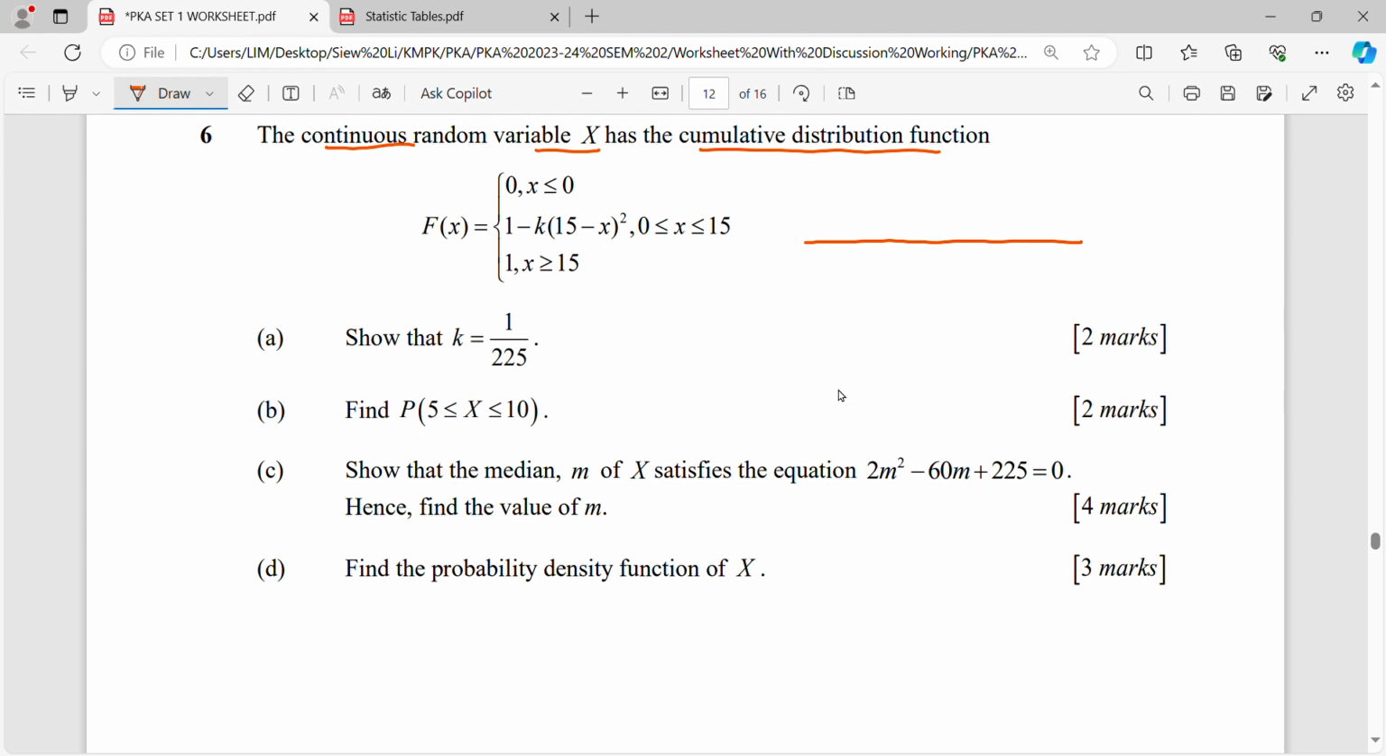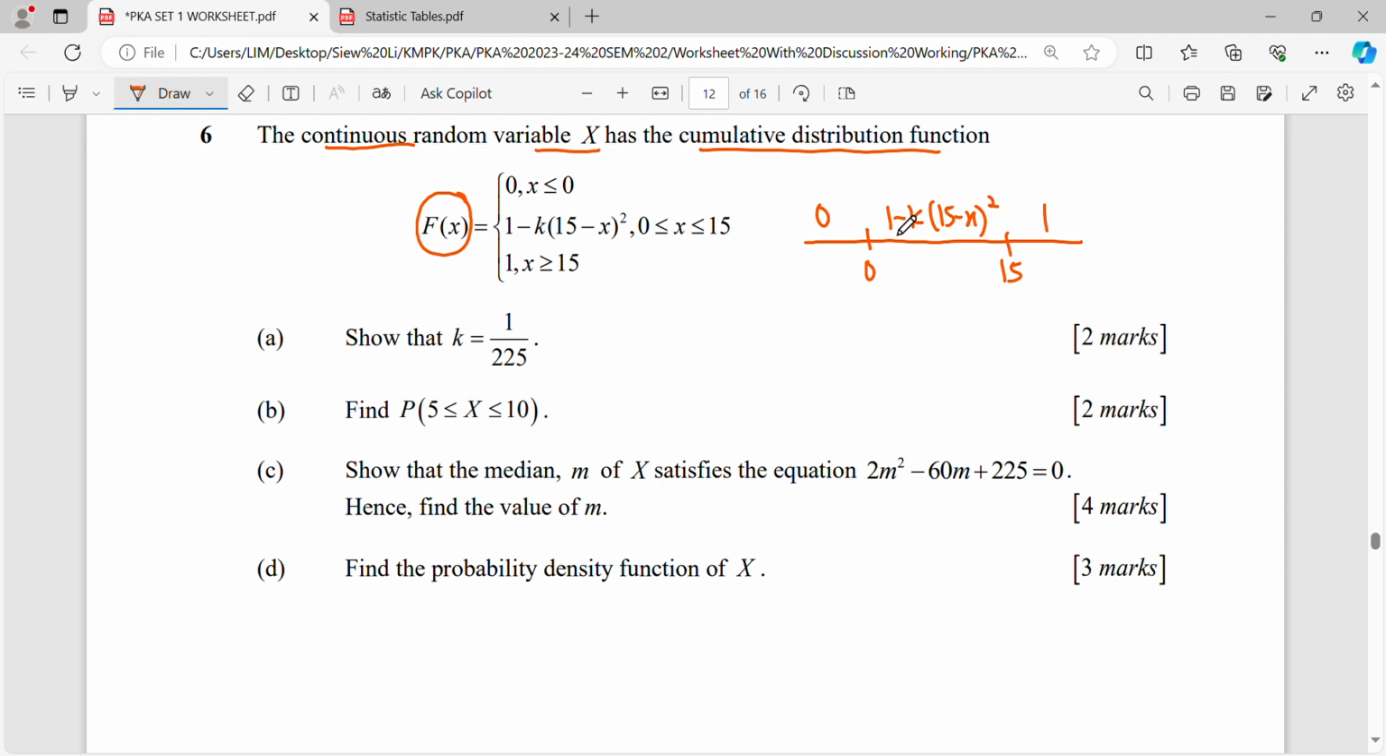So continuous, we use intervals, so that we know all of this is about functions, all of this is about area. When you come to the interval less than 0, we have 0. From 0 until 15, we have 1 minus k times (15 minus x) squared. Then more than 15, we have 1. And this is denoted as the cumulative function, meaning the function here already accumulates the probability, starting from 0 up to 1.